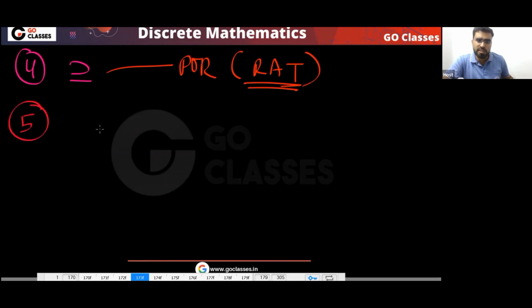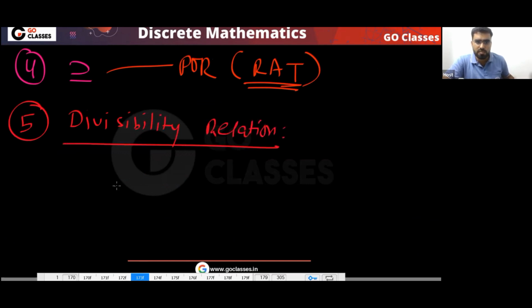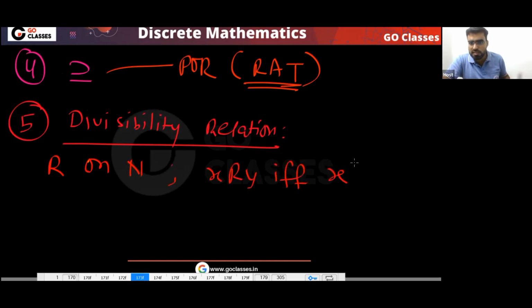Okay, and the next one is the divisibility relation. What is this? Basically, let's assume you have a set of natural numbers. You can either call it divisibility or the divides relation. Basically, on the set of natural numbers, I am defining a relation R, and I am saying that X is related to Y if and only if X divides Y. This symbol is the symbol for divides.